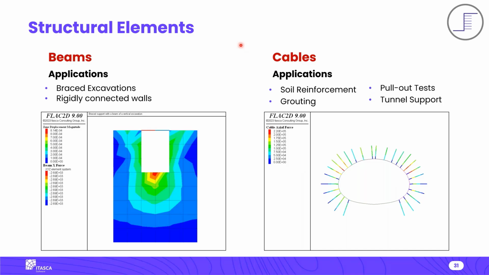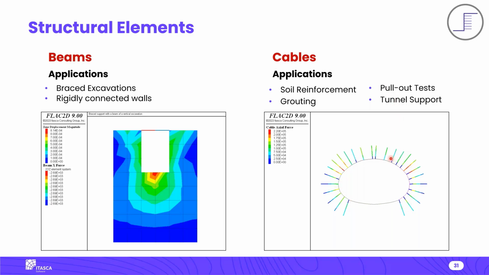So just real briefly, I'm going to talk about some of the applications for these structural elements. Beams are our most simple element. They are rigidly connected to the grid. They're often used for braced excavations or rigidly connected walls. A braced excavation would be the simple example down on the left. Cables are a little more sophisticated element type. They're often used for soil reinforcement, pull-out tests, and tunnel support.